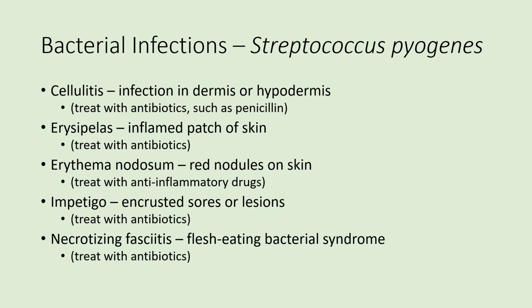Another thing that Streptococcus pyogenes can cause is necrotizing fasciitis. You can treat this with antibiotics, but this is a very serious condition where the bacteria has been able to invade the body, and it's known as the flesh-eating bacterial syndrome. It starts destroying the tissue. You need to start treatment right away on this.